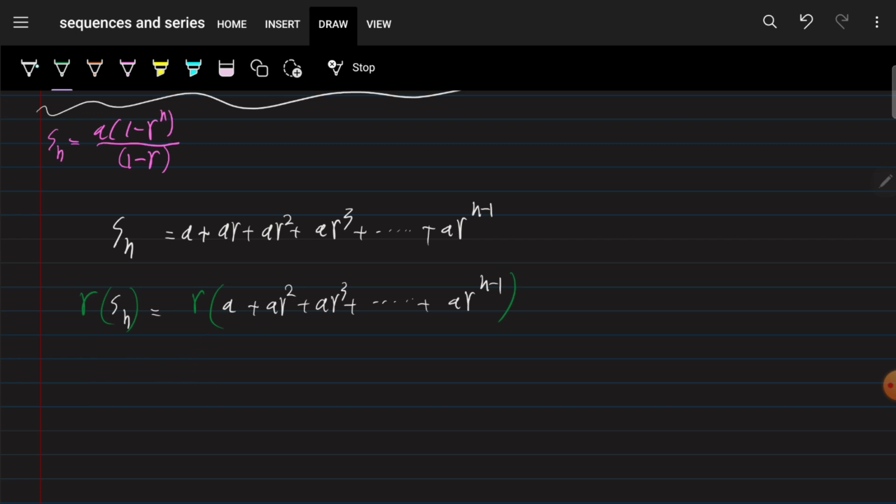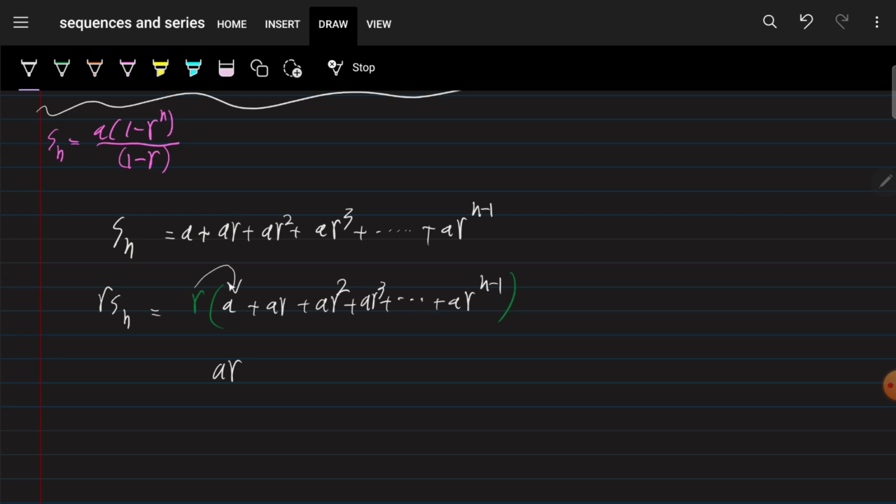So that's going to give us rSn here. And on the right side, I'm going to distribute these r's in. So what is r times a? Well, that's ar. What is r times ar squared? Oh, this should have been ar and then ar squared and then ar cubed. Sorry, I missed the term there. There we go.